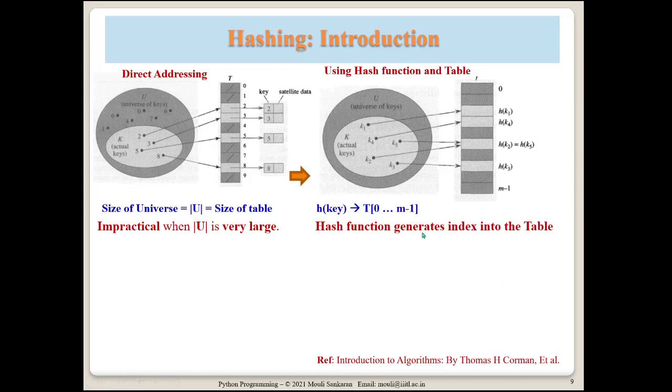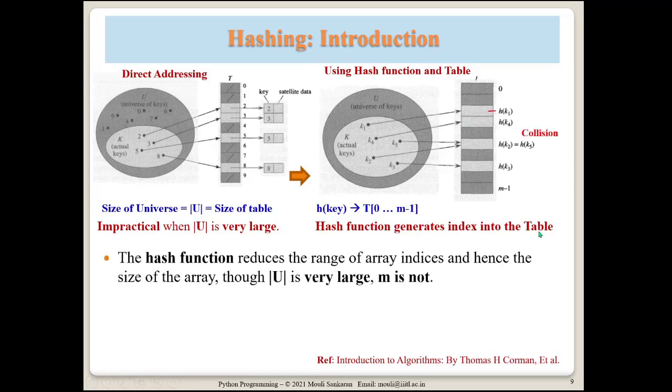The hash function generates an index into the table, which in turn points to the object. Remember, the key is different from the actual content of the object, because based on the actual content, keys are generated. So you may have a collision here.